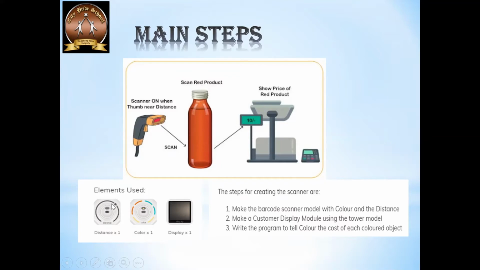Now, you must be thinking, then what is the use of this distance element? Only the color sensor is sensing and the display screen is displaying the product name and price. So what is the use of this distance sensor? The distance sensor is going to activate the color sensor.